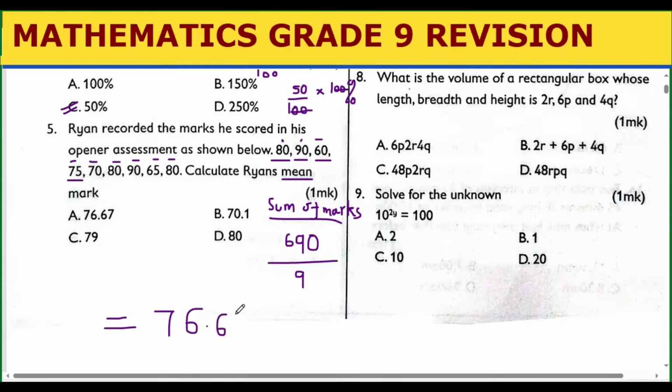76.666 recurring. So let me just write 76.67. So this mark is not bad if you score this in your KCSE. This mark is going to give you a good school. Yes, this is exceeding expectation 2. So he would be given a voucher. Yeah, you see, mathematics is fun.